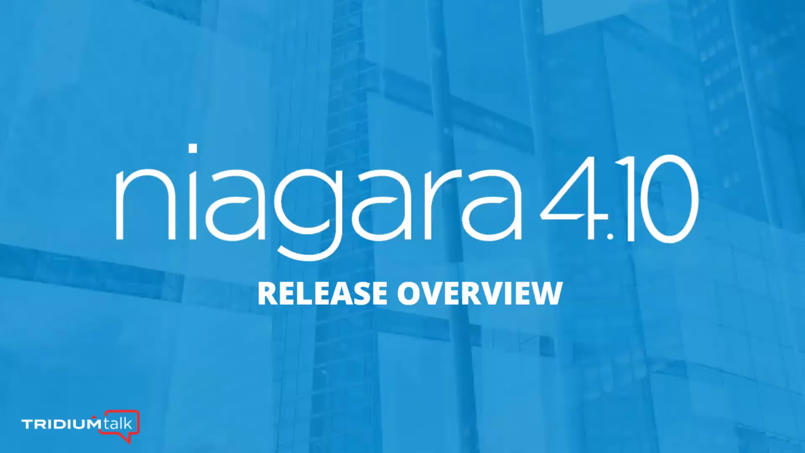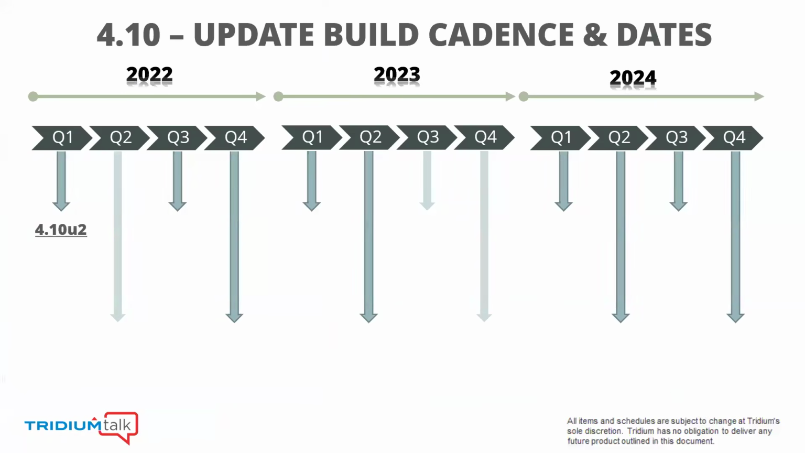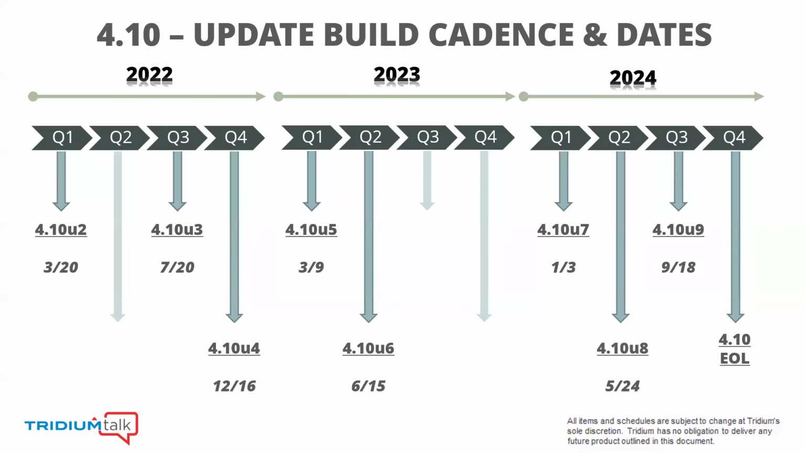So let's take a quick view as to where we are today. We do have Niagara 4.10 available. I'm not going to spend too much time digging into these features, because you've got all this information at your disposal. It's been out since March of 2021. We do have another update build coming in about 2 weeks, folks. That's a 4.10 U8 coming on the 24th of May. And then we're going to follow up with a U9 in Q3.